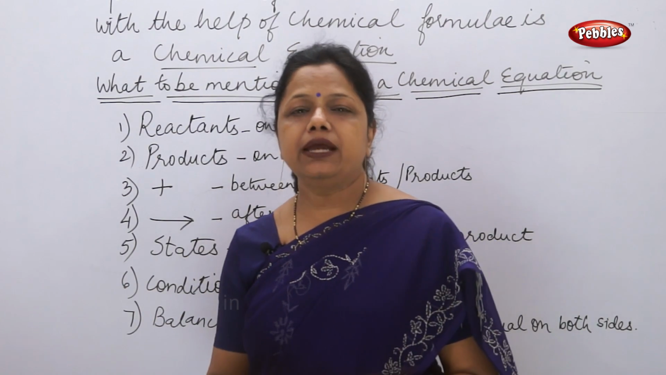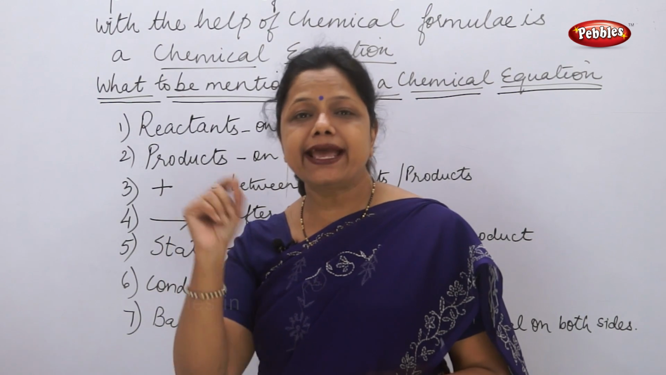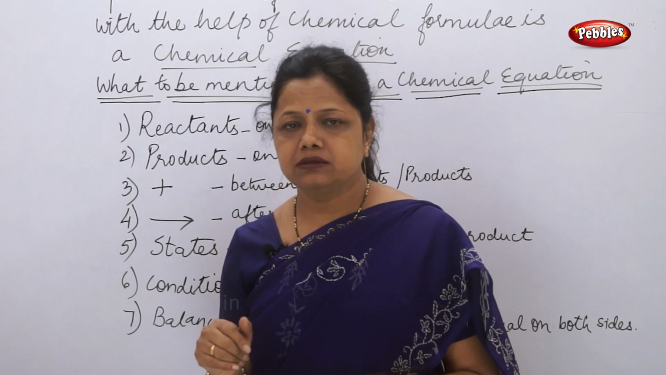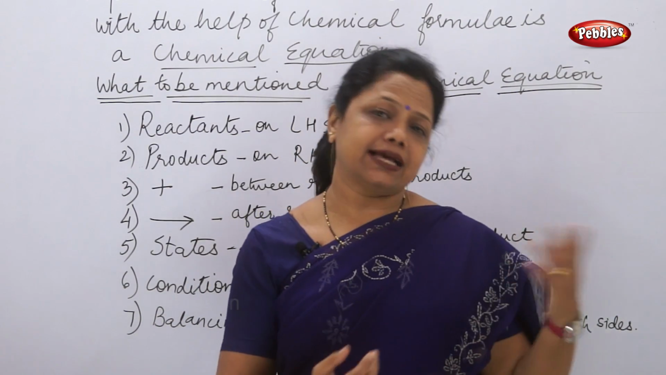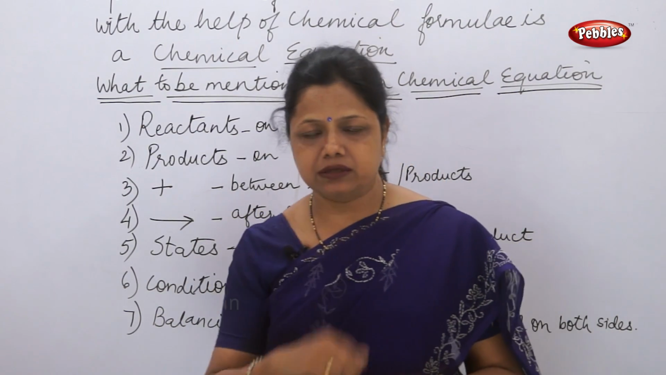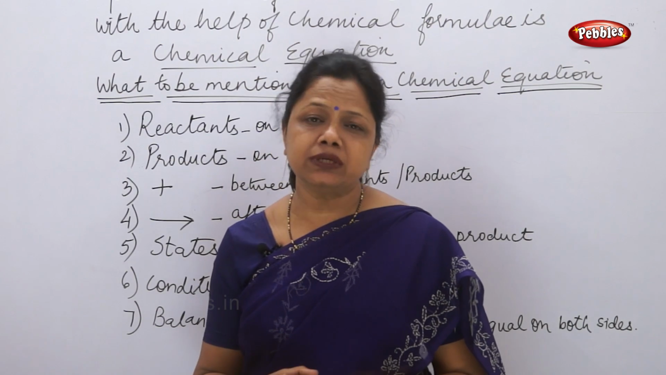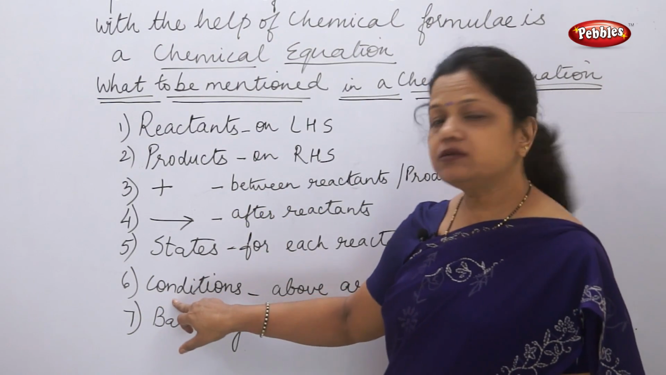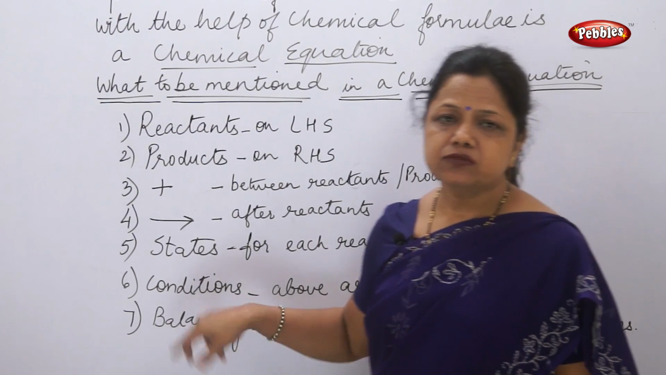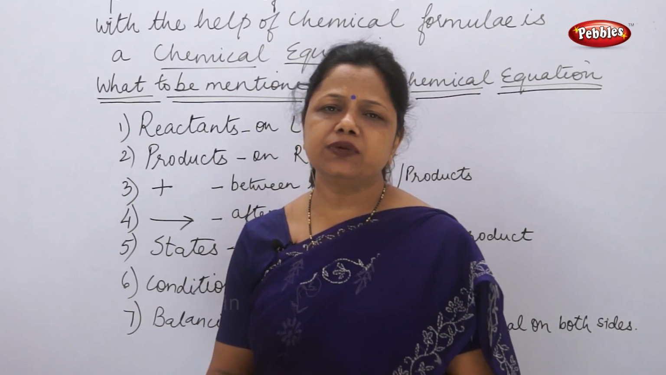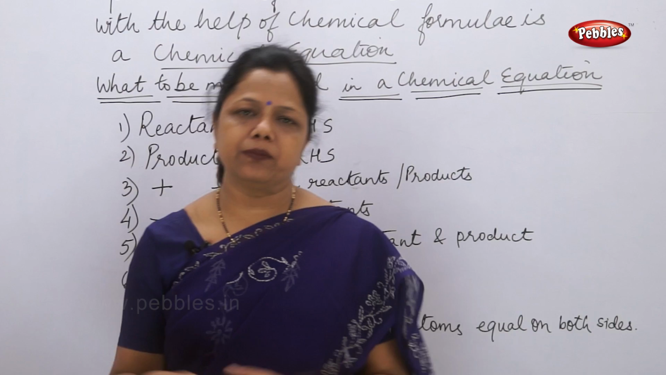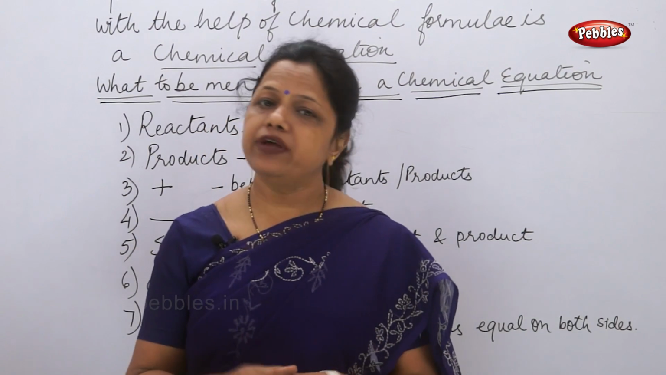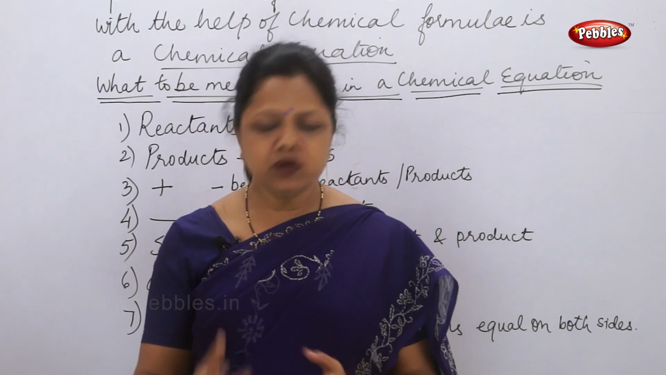For example, if the reactant is solid, we write S for it. If a reactant is a liquid, we write L for it. Or if a product is formed where gas is formed, we write G for it. So there are symbols for the states. The next thing required is conditions. What are conditions? Some reactions take place at room temperature, but some reactions require a higher temperature where we provide heat.